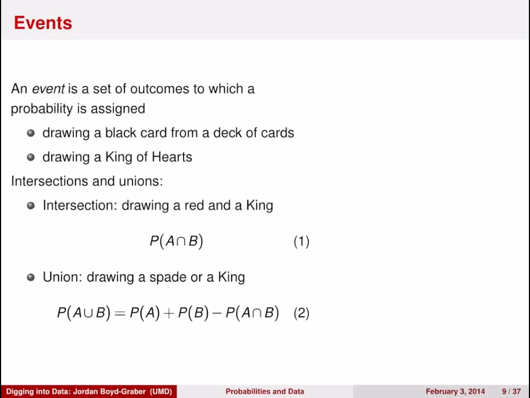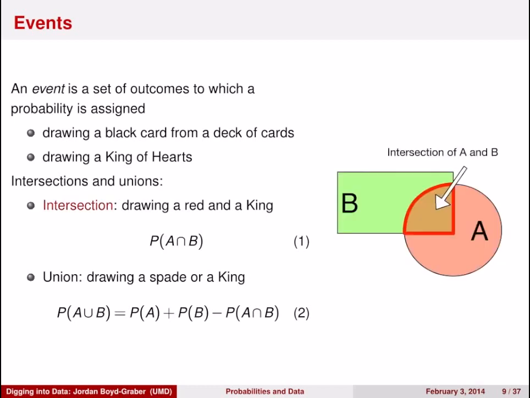So an event is a set of outcomes to which a probability has been assigned. One event might be drawing a black card from a deck of cards, or drawing a king of hearts. Given particular events, you can talk about intersections and unions of those events. For example, one event is drawing a red card and another event is drawing a king; the intersection of those two events is drawing a red king. So what is the probability of drawing a red king?